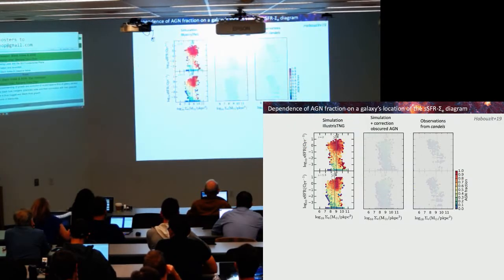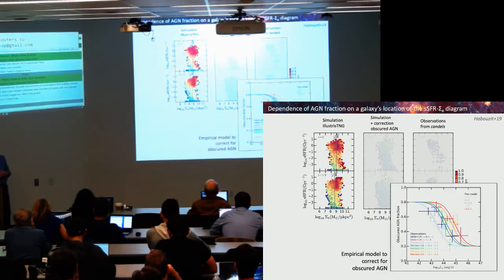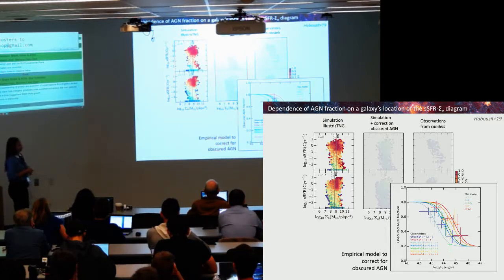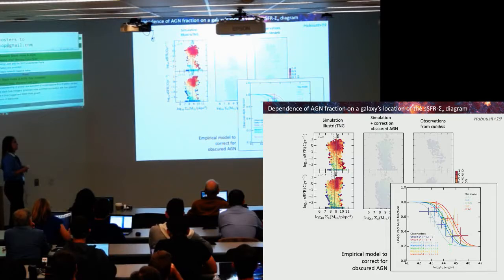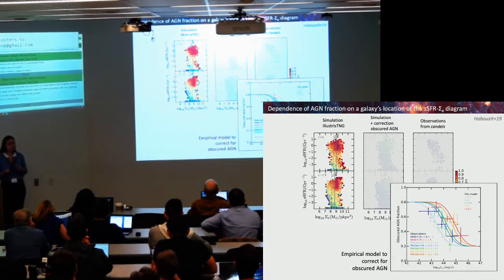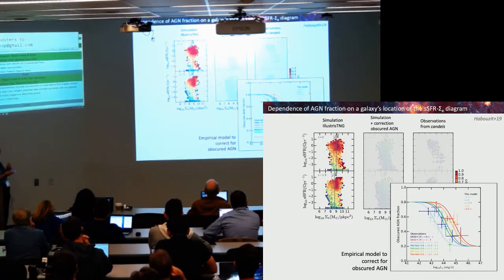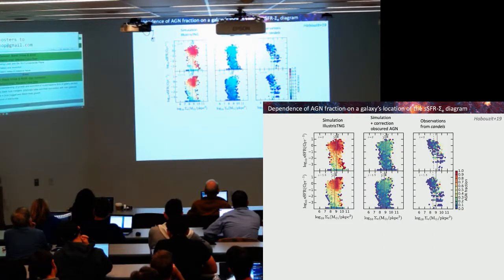Now we can look at the full population of galaxies, and that's what we find. So compact star-forming galaxies, color-coded by AGN fraction, have a higher fraction of AGN and also brighter AGN, and quenched galaxies have a much lower AGN fraction. In order to compare with the data from CANDELS, we needed to work on an empirical model to correct for obscured AGN. We use a model showing an anti-correlation between the number of obscured AGN and their X-ray luminosity, and assuming that when you move to higher redshift, you have more and more obscured AGN. So that's what we get.